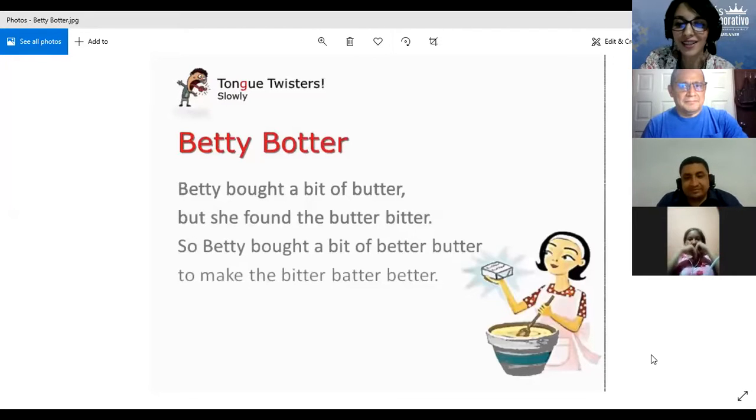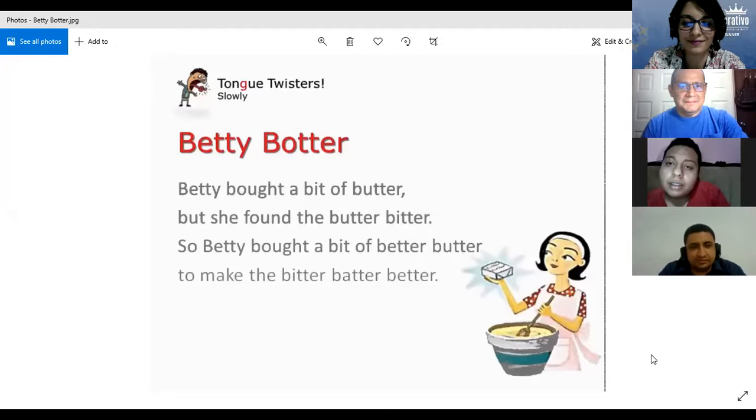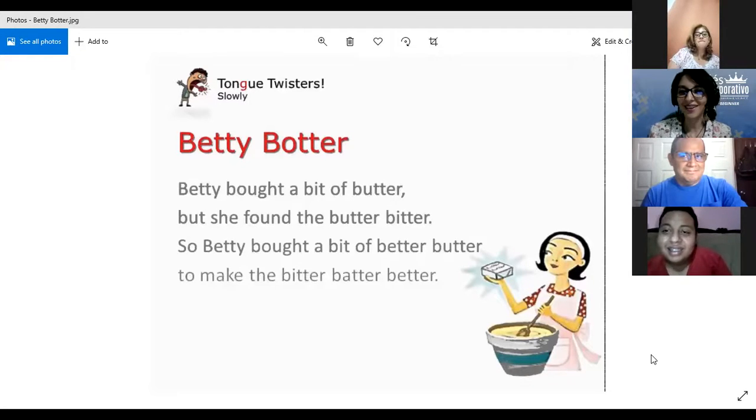Adonai, you can continue. Betty bought a bit of butter, but she found the butter bitter. So Betty bought a bit of better butter to make the bitter butter better. Okay, good. One more time. Betty bought a bit of butter, but she found the butter bitter. So Betty bought a bit of better butter to make the bitter butter better. Perfect. Okay, Adonai, thank you.